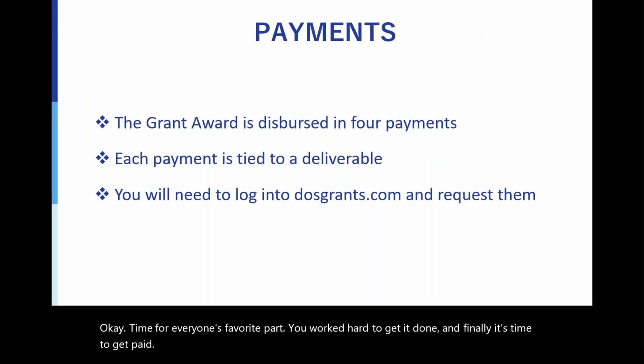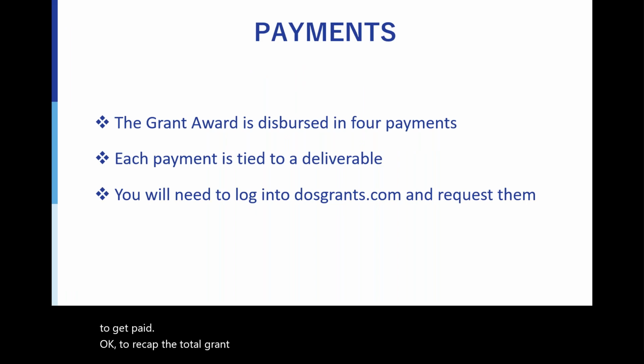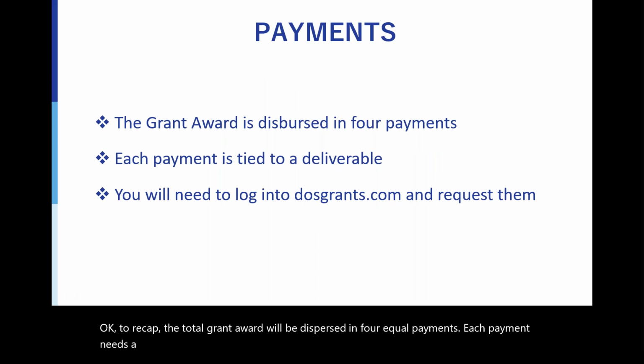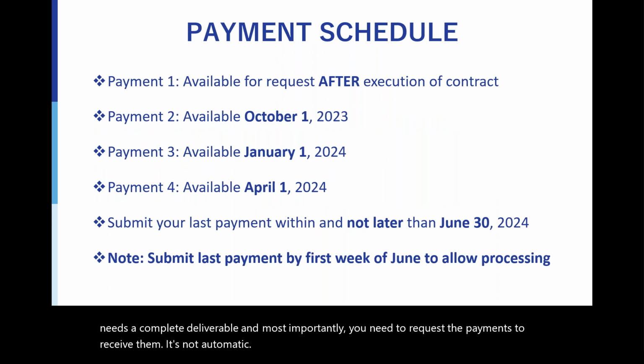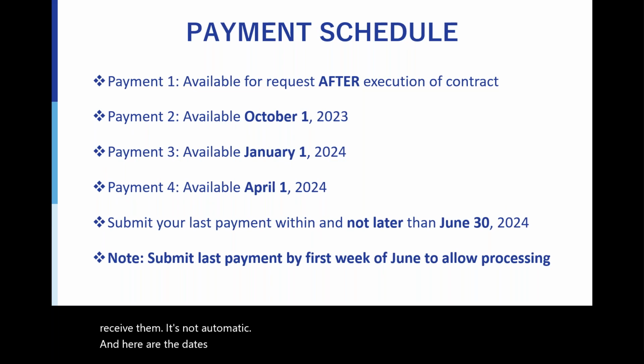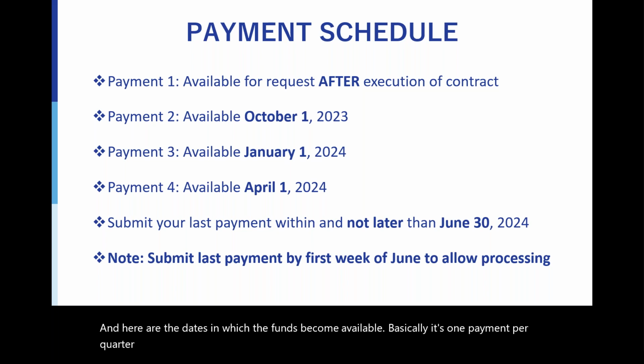Okay, to recap, the total grant award will be dispersed in 4 equal payments. Each payment needs a complete deliverable, and most importantly, you need to request the payments to receive them. It's not automatic. And here are the dates in which the funds become available. Basically, it's one payment per quarter starting after the execution of the contract.